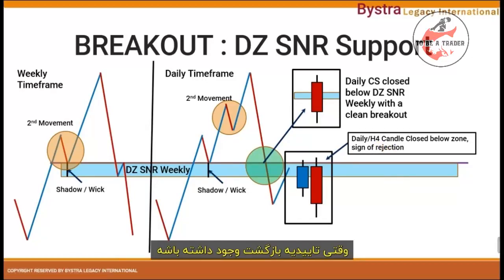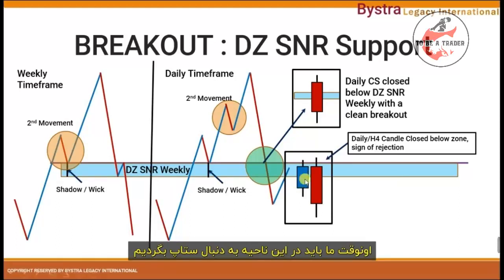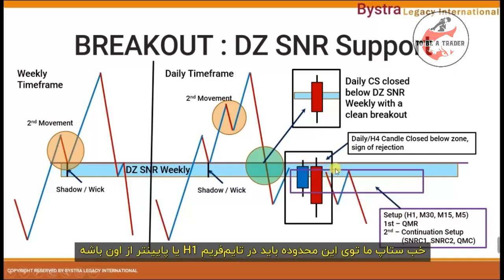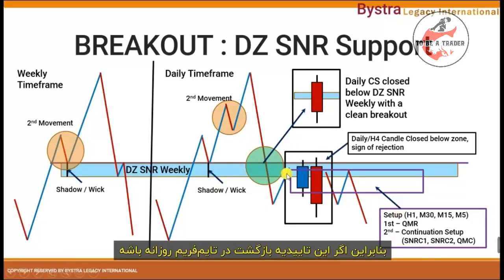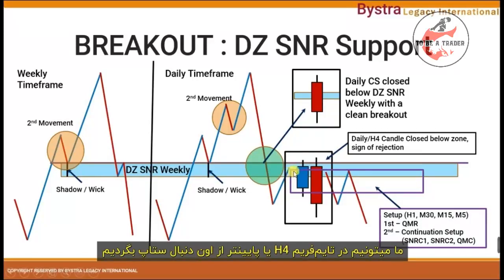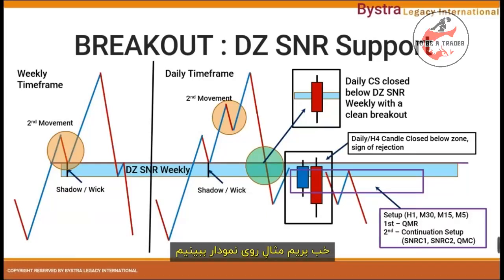Once there is a confirmation of rejection, then we should look for a setup in this area. So in this area, the setup would be at the time frame of H1 and below. So if this confirmation of rejection is at the daily time frame, we can look for the setup at the H4 time frame and below. So let's look at the example on the chart.